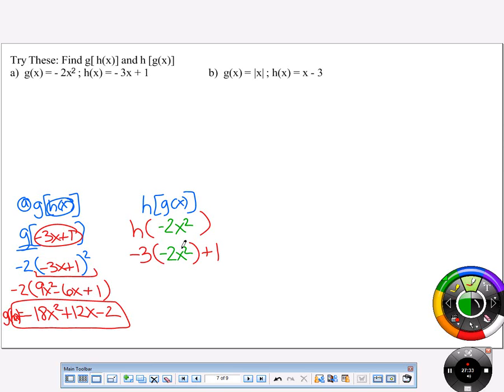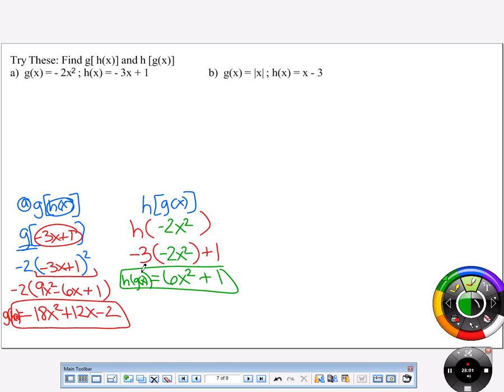So here, to complete my simplification, there's no exponents, so the first thing I'm going to do is multiply these two things together. That will give me 6x squared. And then I have this plus 1. Those can't be combined together, so this is it. And this is h of g of x. Is this all right with everybody? Yeah.